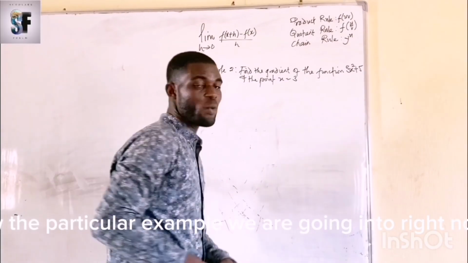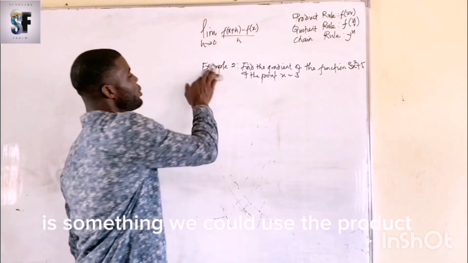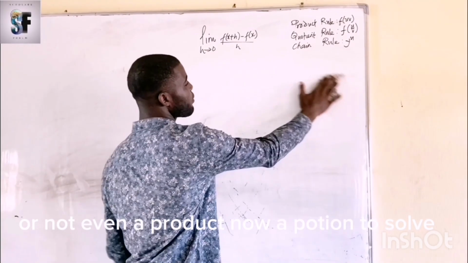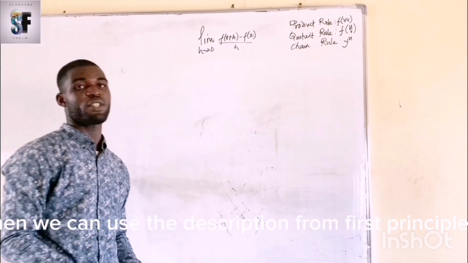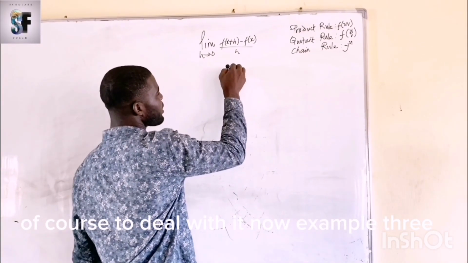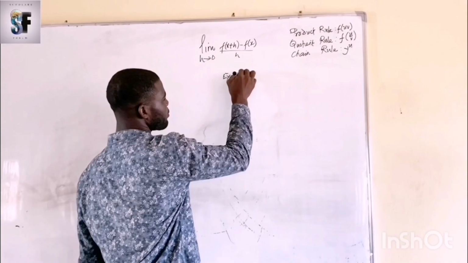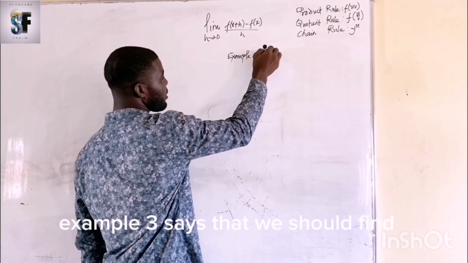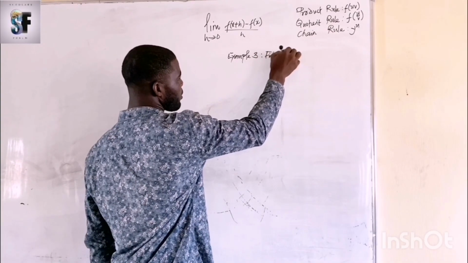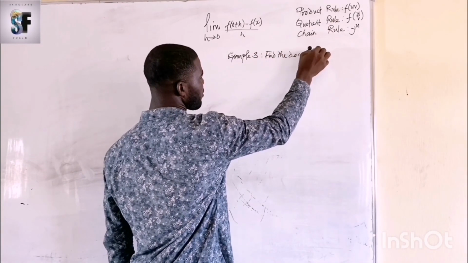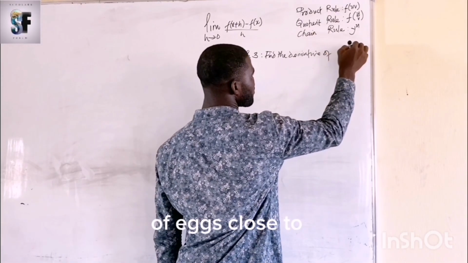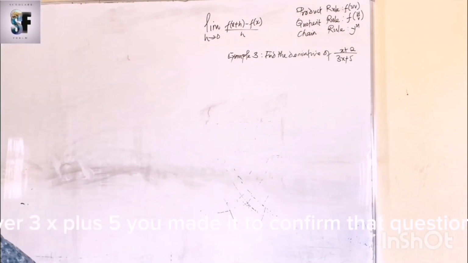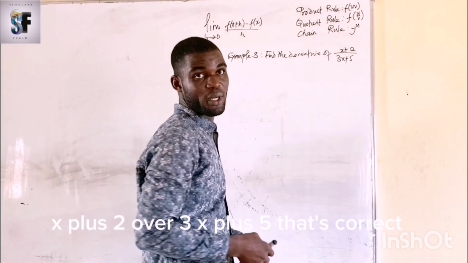Now, the particular example we are going into right now is something we could solve using the quotient rule, but we can also use differentiation from first principles to deal with it. Now, example 3. Example 3 says that we should find the derivative of x plus 2 over 3x plus 5. Let me confirm that question: x plus 2 over 3x plus 5, that's correct.